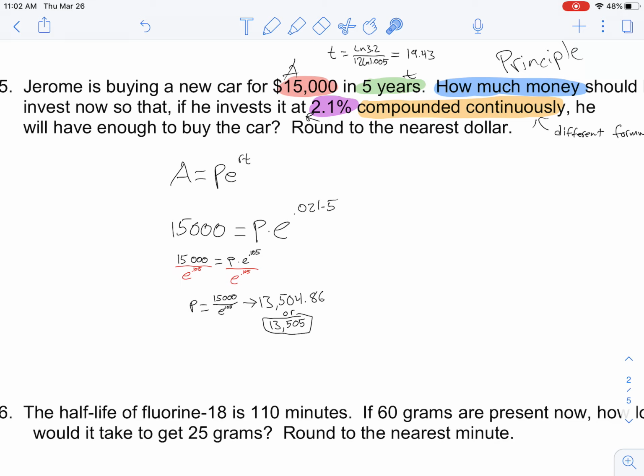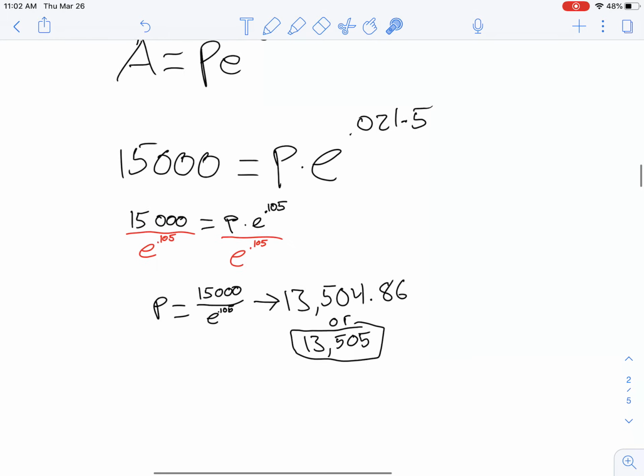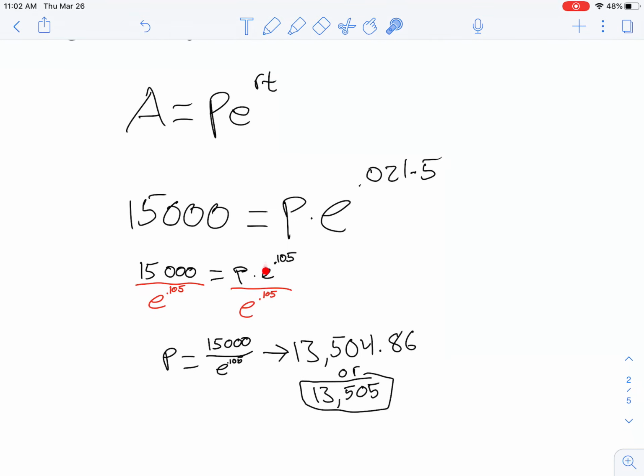In this one, we were able to calculate 0.021 times 5, and that gets us 0.105. So I'm going to zoom in here. 0.105. So when I multiplied this, I got this. And then I'm dividing both sides by e to the 0.105 power. When we divide both sides, that cancels those out so that we're left with P by itself equals 15,000 divided by e to the 0.105 power.